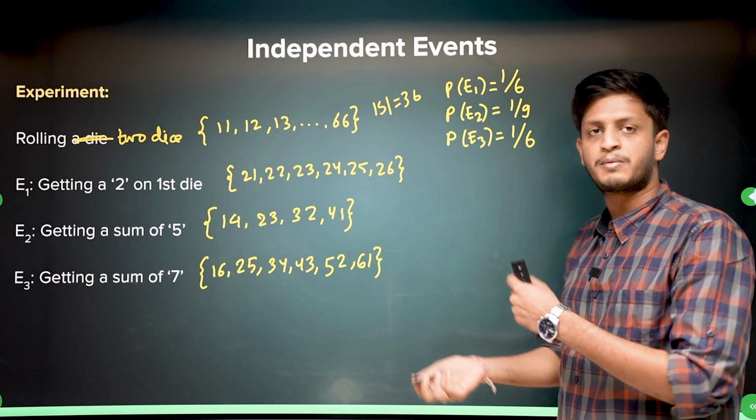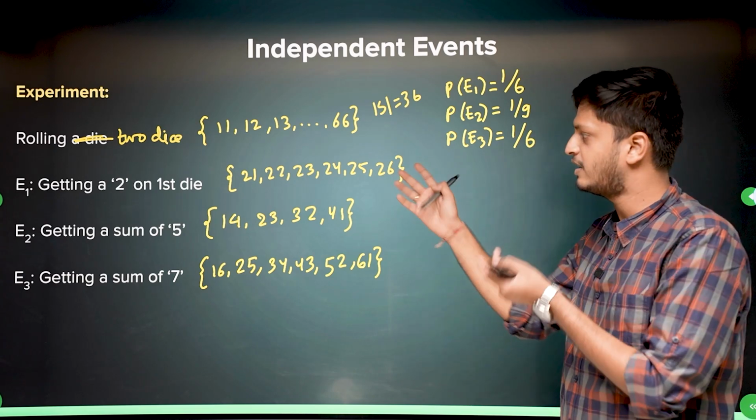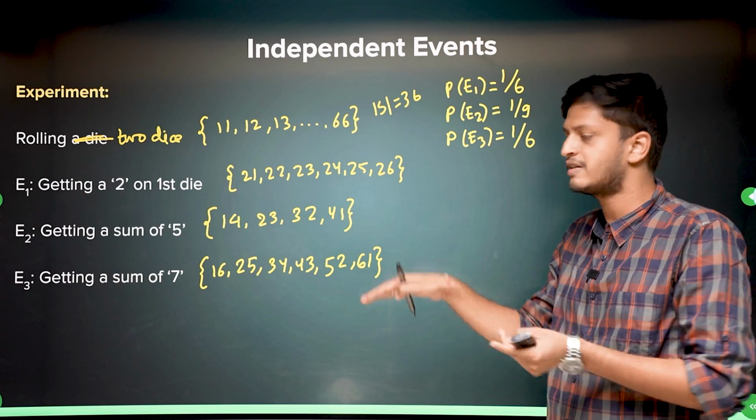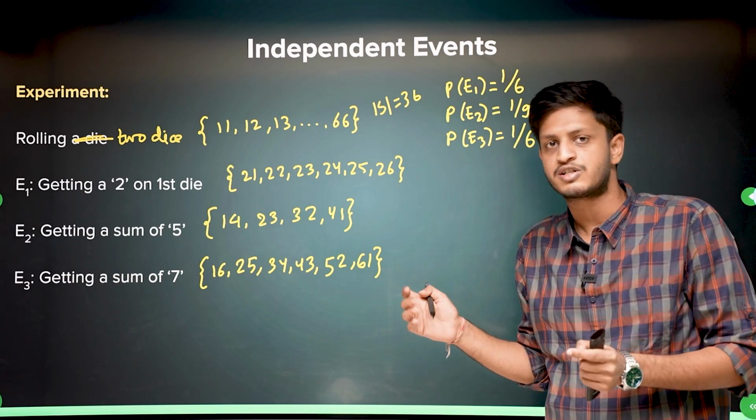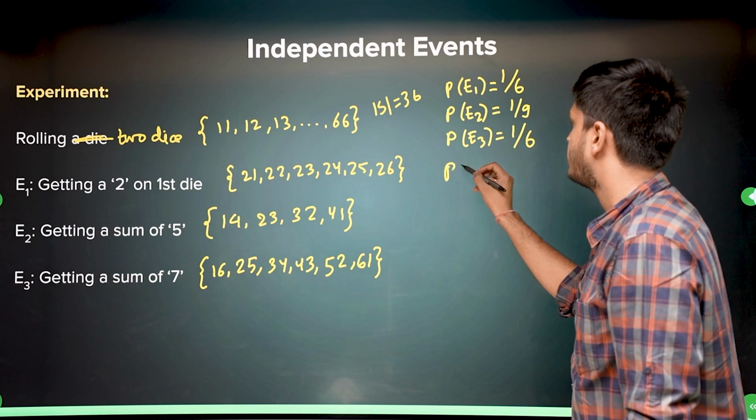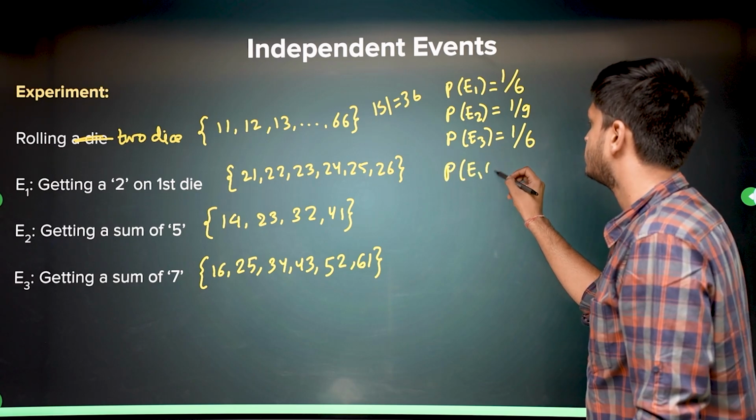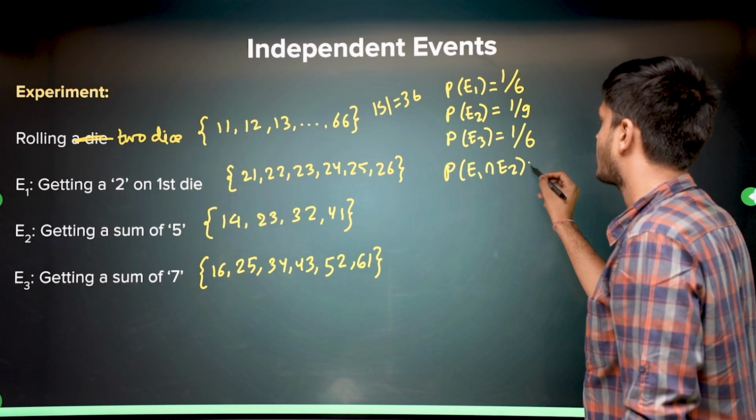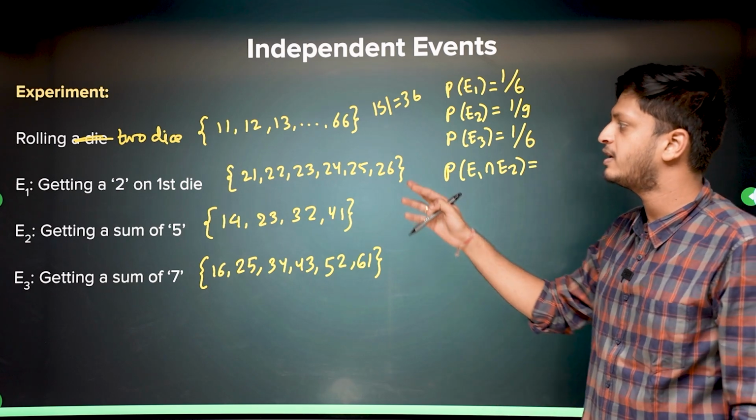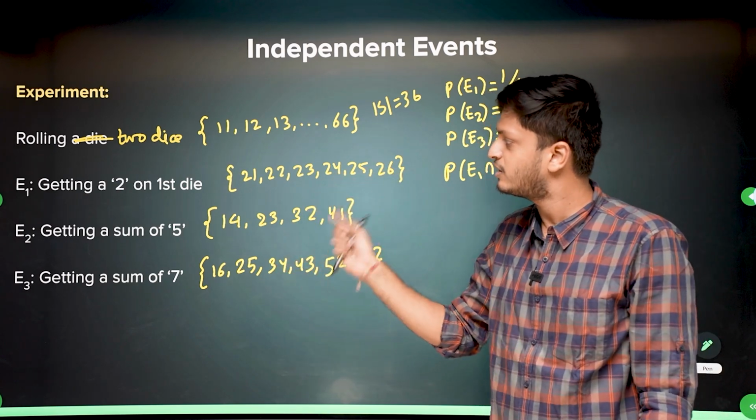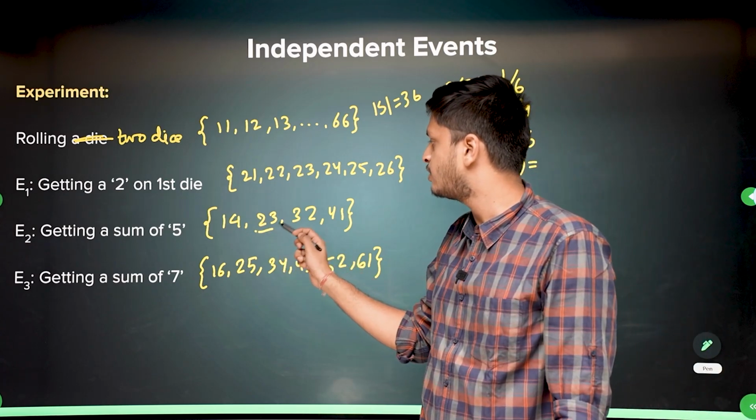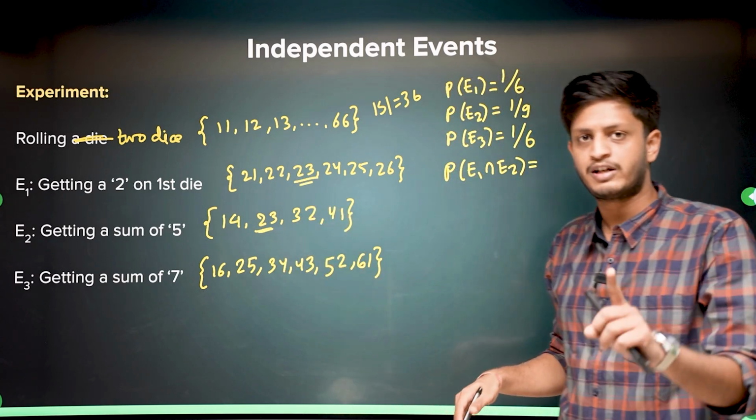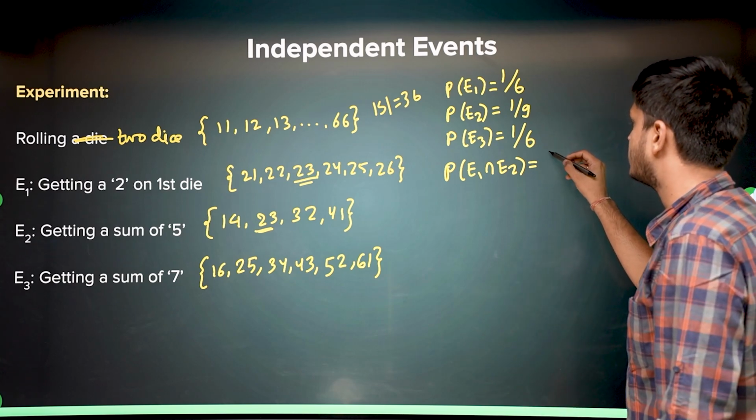Now let's calculate the probability of intersections as well: E1 intersection E2, E2 intersection E3 and E1 intersection E3. We want to see pairwise which events are independent of each other. So what is the probability of E1 intersection E2? How many elements are common in both E1 and E2? Which means you want a 2 on the first die and you want a sum of 5. There is only one common element, 2 3, right? So the probability becomes 1 by 36.